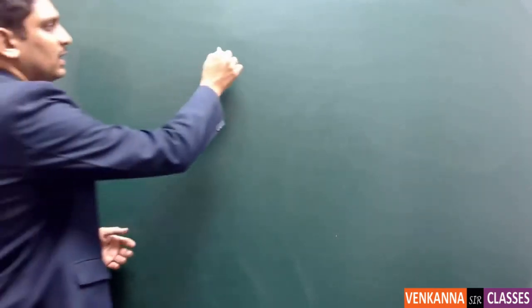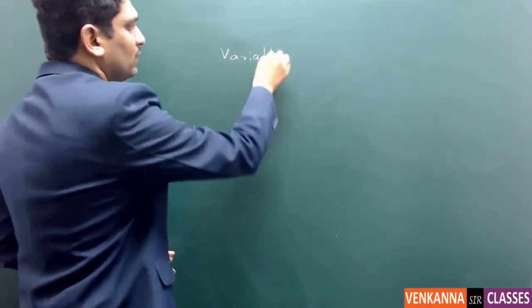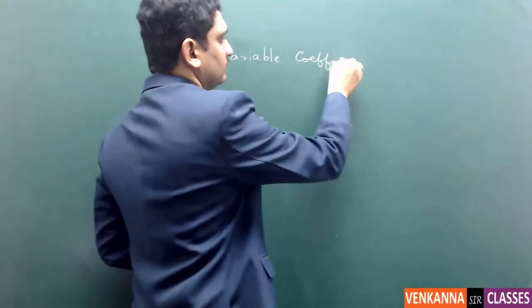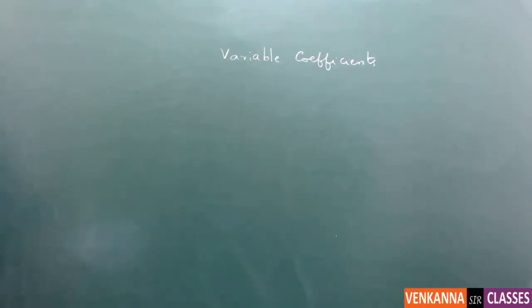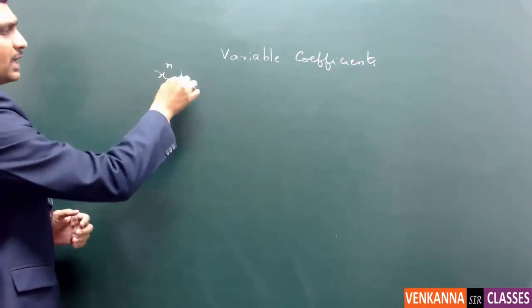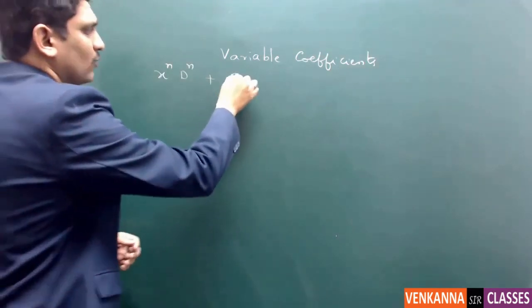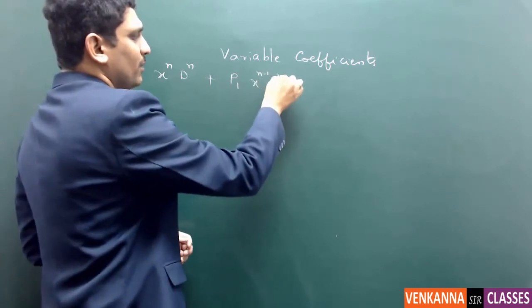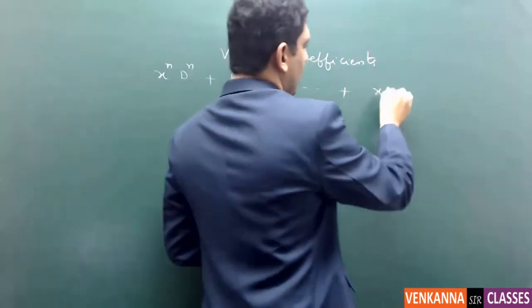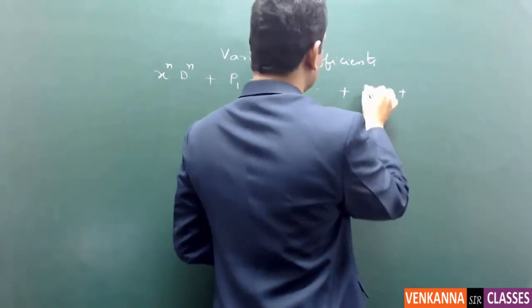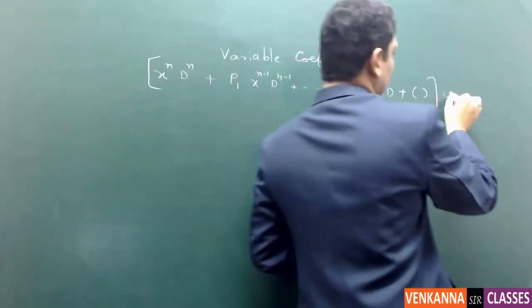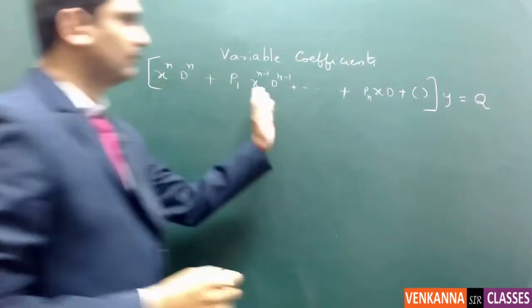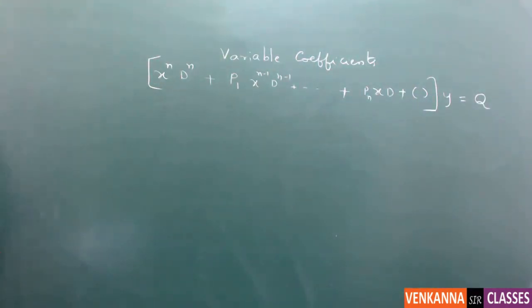So first of all, Cauchy-Euler equation comes under the part of variable coefficients. The typical form of Cauchy-Euler equation is x^n D^n plus some constant into x^(n-1) D^(n-1) plus and so on, plus x D plus constant k. This is the general form of Cauchy-Euler equation.